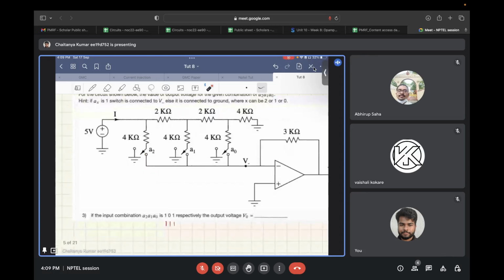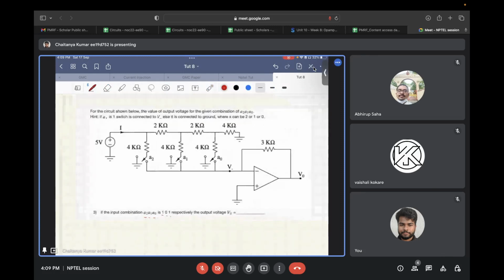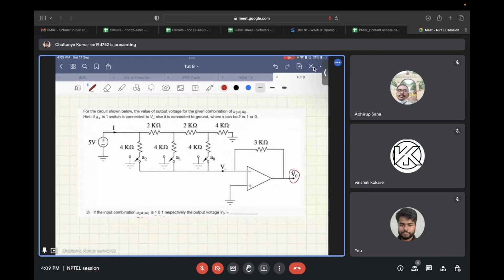So what you need to find is the output voltage V0, when A2, A1, A0 is 1, 0, 1 respectively. So please try it out. And V0 is the output voltage over here.